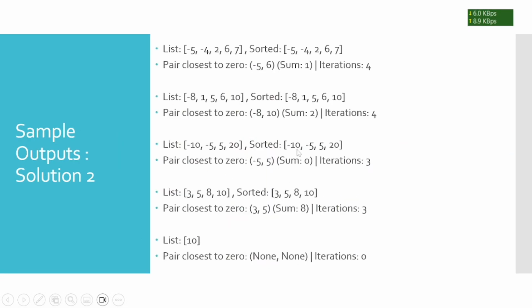So for the same example, we previously saw the iterations were 10, 10, and 6, and none for a one element list. For this approach, we see the iterations are 4, 4, 3, 3. So we get the output in 4 iterations itself. So it is much faster, since only n log n time complexity is required for solution 2.